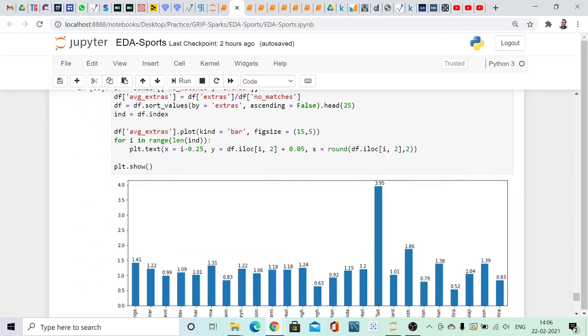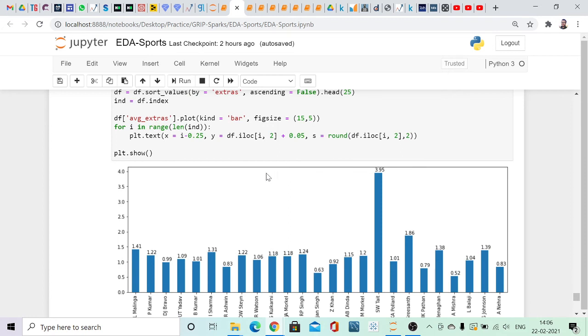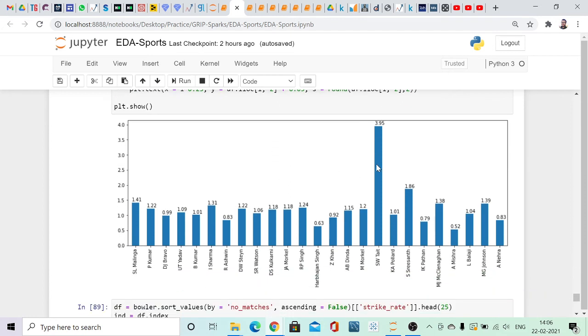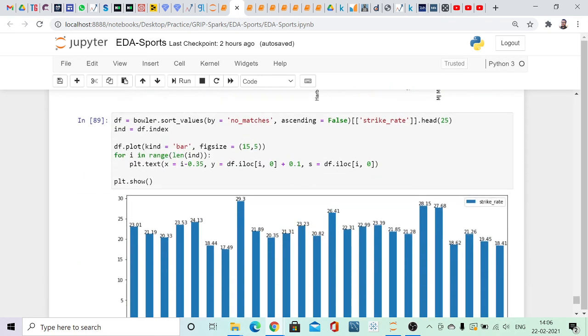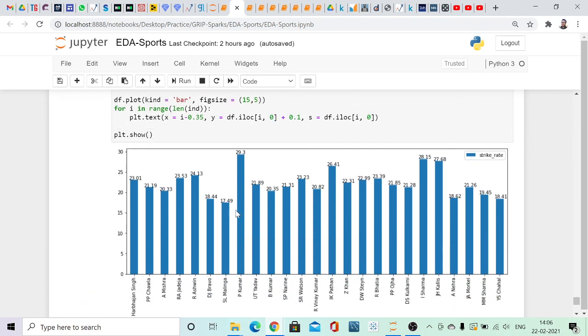Now if we see average number of extras given by a bowler during a match, we find that Shaun Tait gives quite high number of extras per match. Now it gives us the strike rate. So the lower the strike rate, it means that a bowler requires less number of deliveries to take a wicket. So we can see Malinga, Nehra, Bravo have quite low strike rates, that is they take wickets within few balls.